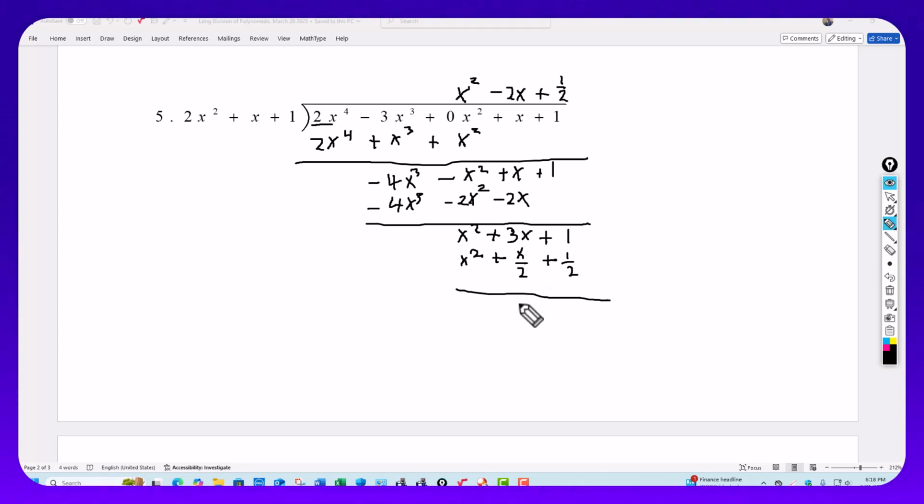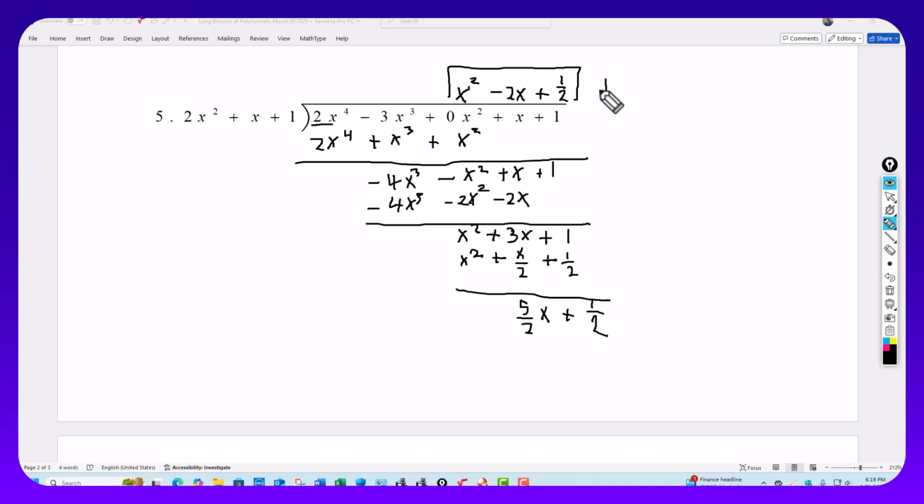And then we subtract. So x squared subtract x squared, that cancels out. And then 3x subtract x over 2, that becomes 3x minus x over 2. So this will give me a 5/2 x. And then 1 subtract 1/2 is plus 1/2. So we can say that the quotient for this problem is x squared minus 2x plus 1/2 with remainder of 5/2 x plus 1/2.